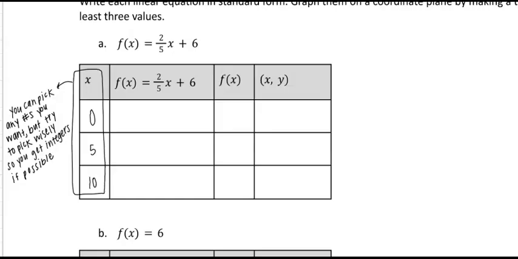It's a function, f of x equals 2/5 x plus 6. If it helps you, you can rewrite this as y equals 2/5 x plus 6. Remember, with function notation, f of x is the same thing as y. So if you want to cross that out and put y, it means the exact same thing. This is not in standard form, but we could change it to standard form.